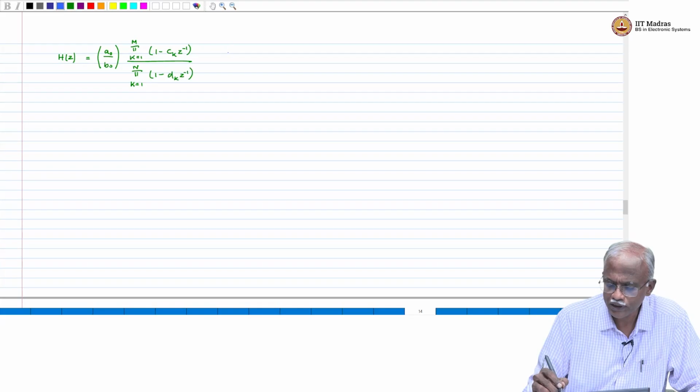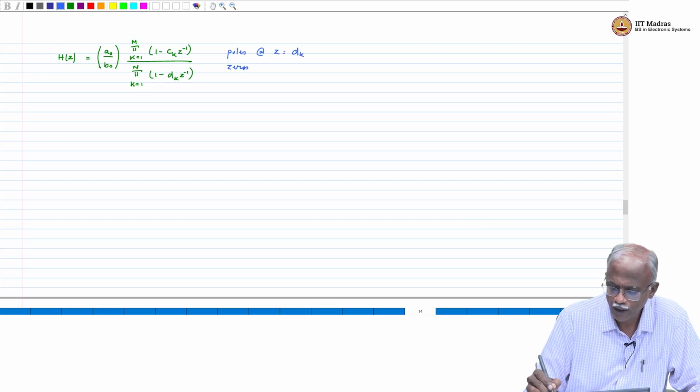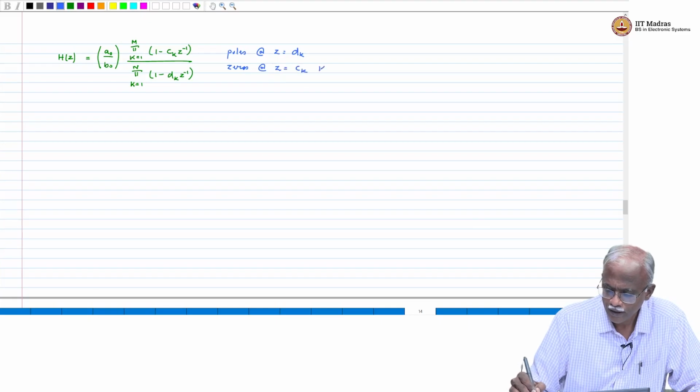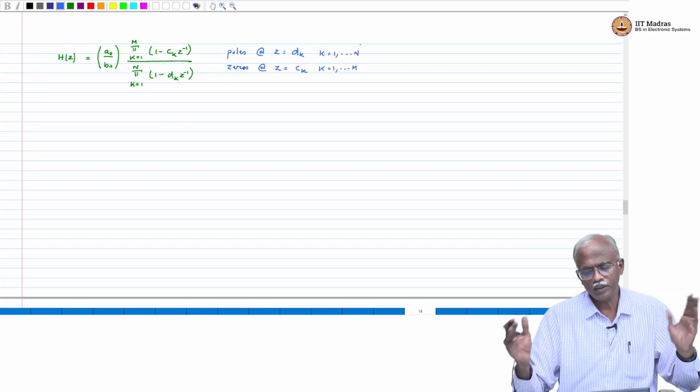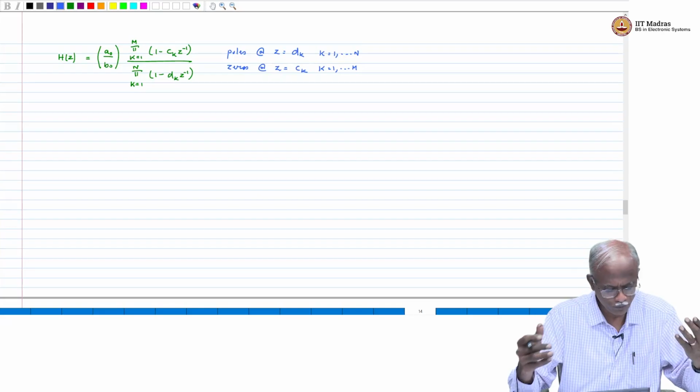The poles at z equal to dk, zeros at z equal to ck, k equal to 1 through m, in this case k equal to 1 through n. Okay. Now this is the factorized form.